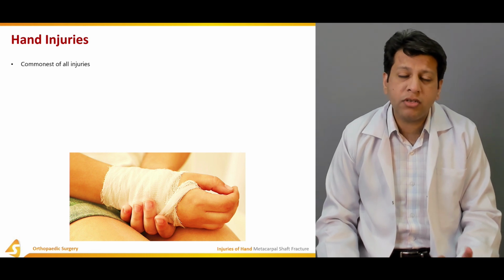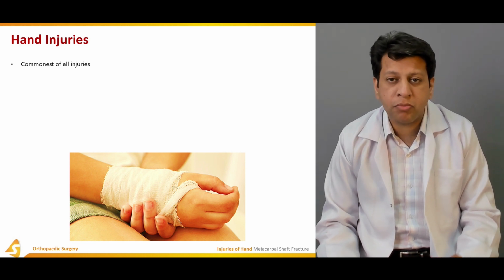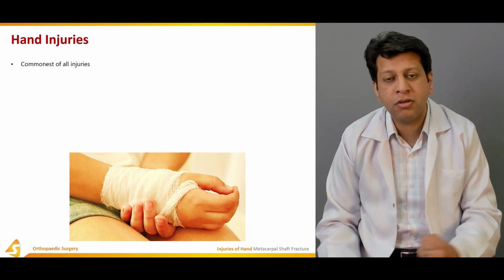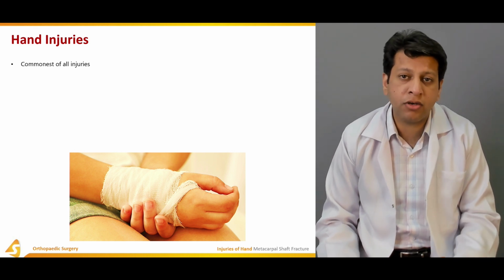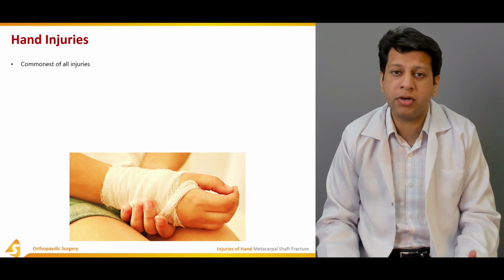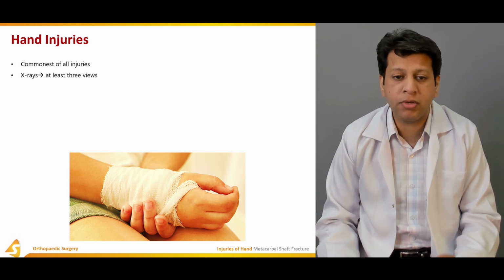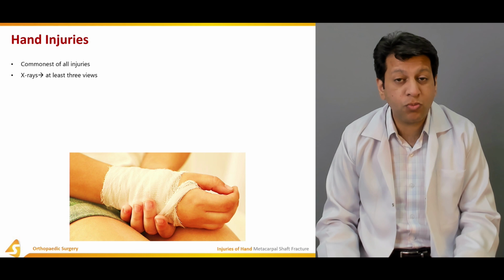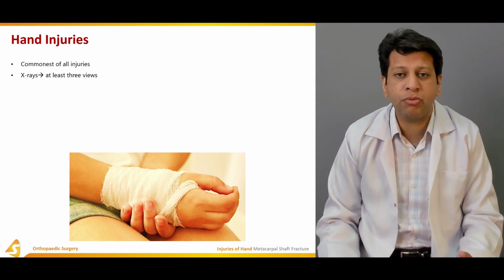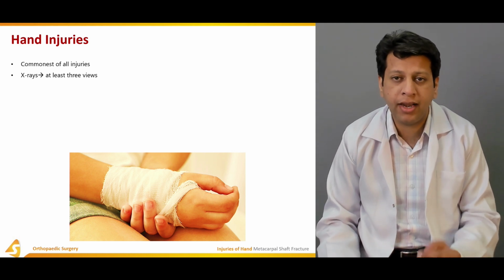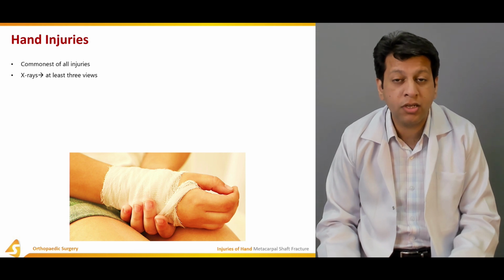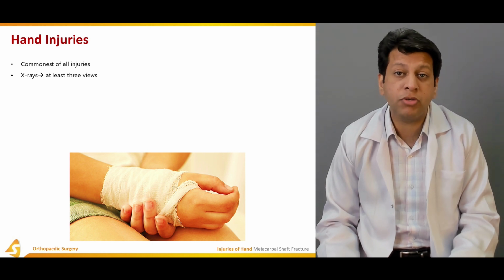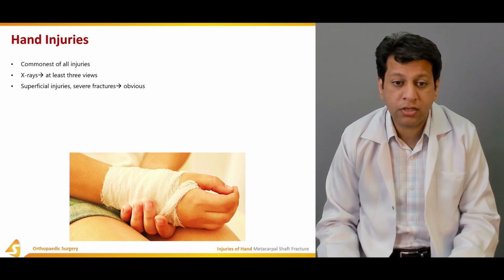It's very common. Usually, there's a fall on the outstretched hand, or a blow to the hand, or usually during a punch, or during a fight, or during boxing, there can be injuries of the metacarpal. Usually, at least three views are needed. Why? In most of orthopedics, it's always two views, the AP and the lateral. But in the hand, sometimes you need an oblique view as well, just to see the angulation and how much rotation of the segment is there or not.